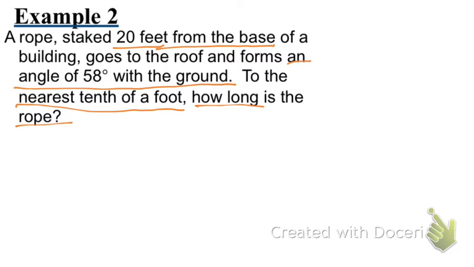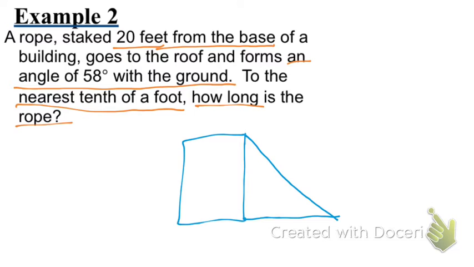Picture. Who can help me with a picture? What can I do for my picture here? Kaya, what are you thinking? Draw a straight vertical line up and down, and then after that, go horizontal from the bottom of that line, and then draw a hypotenuse. And since it's the vertical line with the building and the horizontal with the ground, we're going to assume that's 90 degrees, right? Can we do that? Yep. Horizontal to vertical, we can.